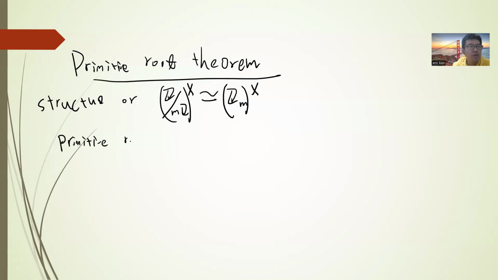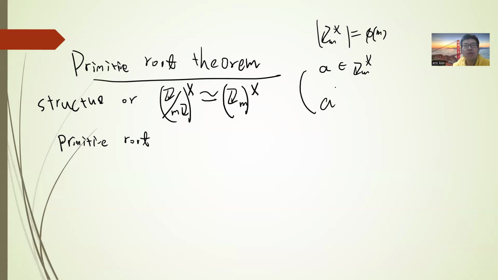In order to define primitive roots, I assume that you know the Euler theorem, right? This is trivial, because this group has order phi(m). So each element inside it must satisfy a to the phi(m) equals the identity, basically mod m. This is the Euler theorem, which generalizes Fermat's theorem.